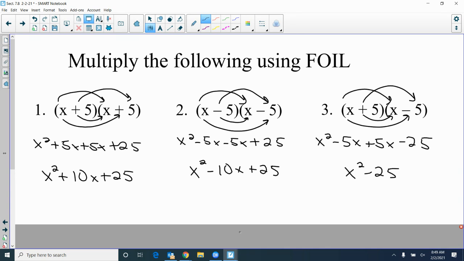Now, this right here was X plus 5 quantity squared because they were both the same. This right here is X minus 5 quantity squared. Notice you always get a middle term. The only time you don't get a middle term is if one of them's plus and one of them's minus. But we've done the exact same thing on all three of them. We just FOIL. There's nothing new.